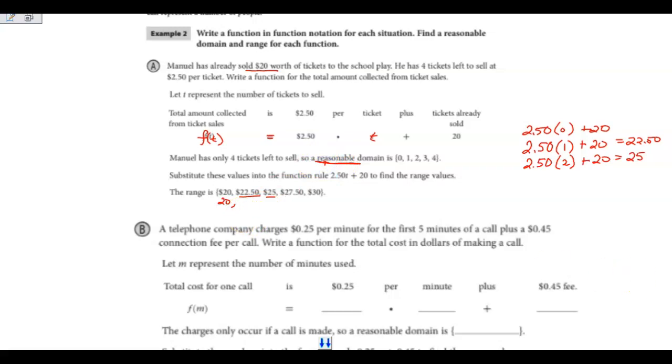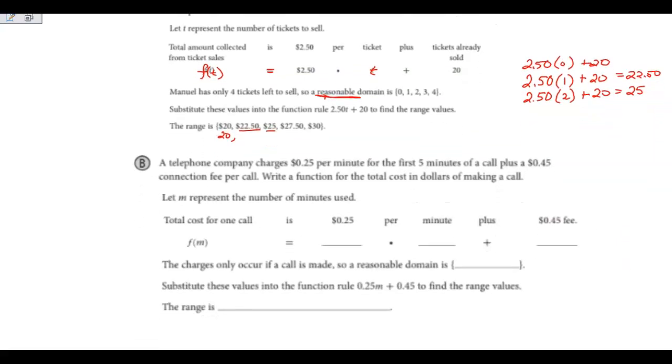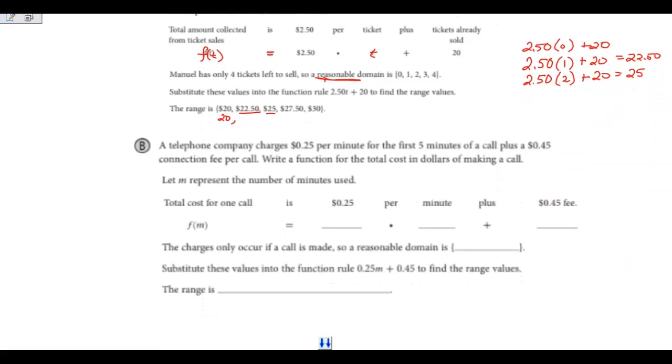Let's look at our next example. It says a telephone company charges 25 cents per minute for the first 5 minutes of a call, plus a 45-cent connection fee per call. Write a function for the total cost in dollars of making a call. We're going to let m represent the number of minutes that are being used. So the total cost for one call.